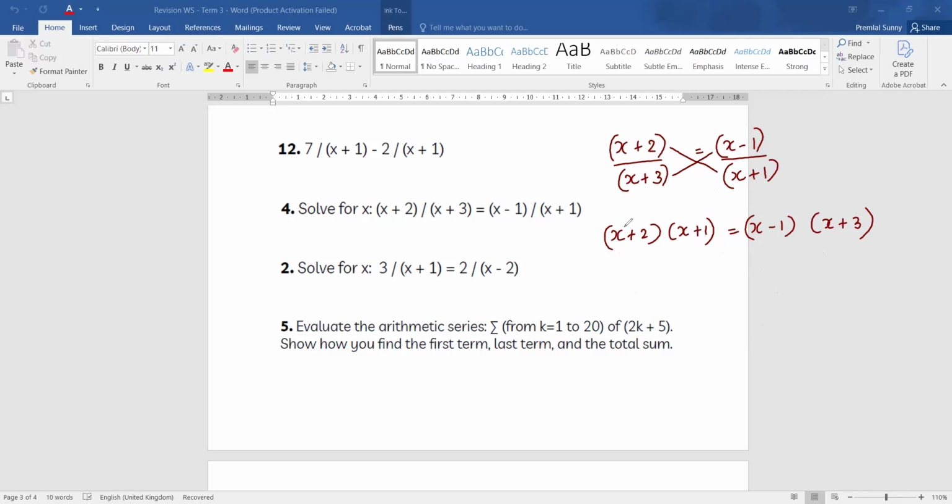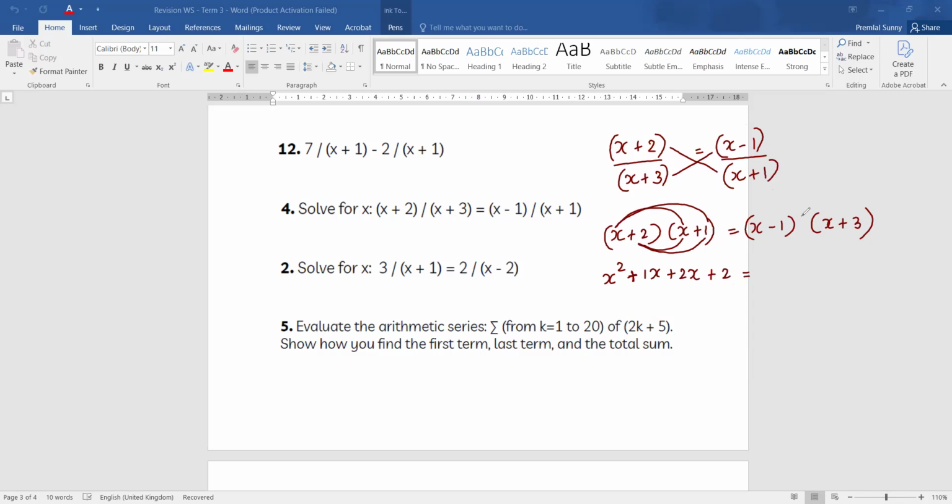First term from both the brackets, x and x, x times x is x squared. The outer terms from both the brackets, x and positive 1, x times 1 is 1x. Now the inner terms, positive 2 times x is positive 2x. And now the last terms from both the brackets is 2 and 1. Positive 2 times positive 1 is positive 2, is equal to.